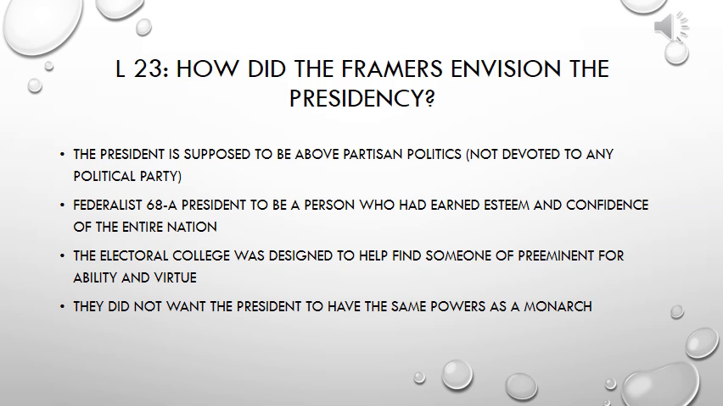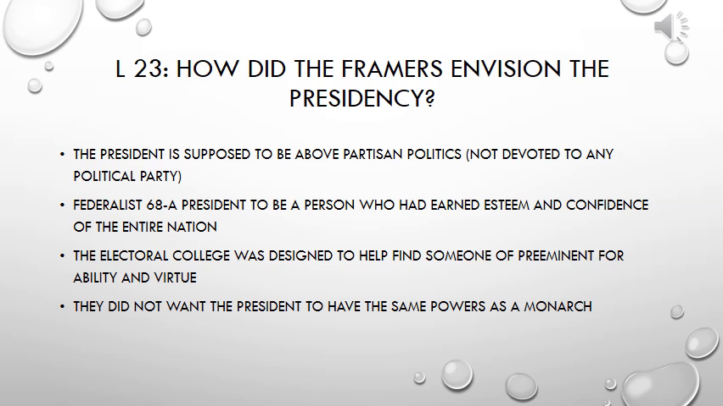Federalist 68 suggests that a president is to be a person who has earned the esteem and confidence of the entire nation, someone of outstanding character. The Electoral College was designed to help find someone who is preeminent for ability and for virtue. Again, someone who is outside of what we call mainstream people, someone who is upfront and very outstanding, someone of good character and good merit.